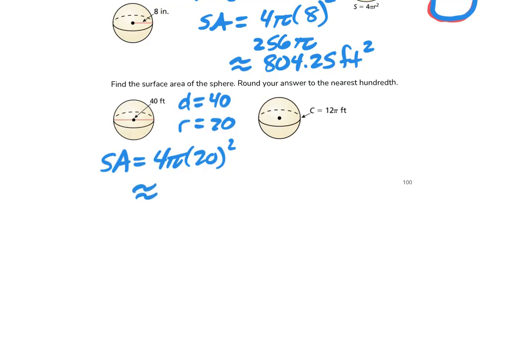The bigger the radius is, the bigger the surface area is going to be as well. So here we get about 5,026.55. All of these here are area, so area is always square units. So it's just feet squared.